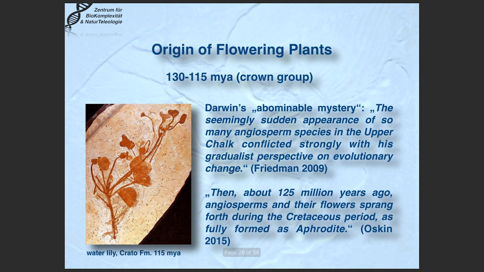And of course, Darwin knew of another example, which he called the abominable mystery, the sudden appearance of flowering plants with their complex reproductive structures. They appear out of nowhere in the transition from the upper Jurassic to the lower Cretaceous. And in a paper of 2015, Oskin said that about 125 million years ago, angiosperms, that's flowering plants, and their flowers sprang forth during the Cretaceous period as fully formed as Aphrodite.